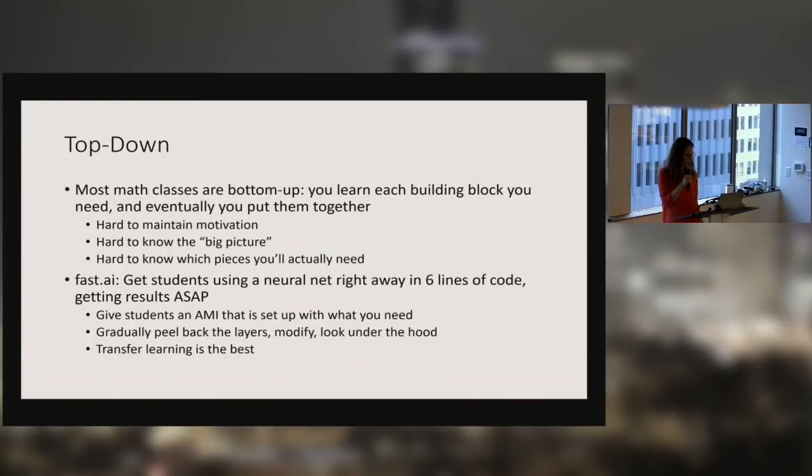So we tried to get students using a neural net right away in 6 lines of code. We spend a lot of time refactoring our code to help make it concise and modular. We give students an Amazon machine image that's set up with everything they need. And then over time, we do gradually peel back the layers and get to lower level stuff. And it's always motivated, though, by trying to improve our performance or to tackle a harder problem. So eventually, they are understanding the low level components. We've just gone in the reverse order.